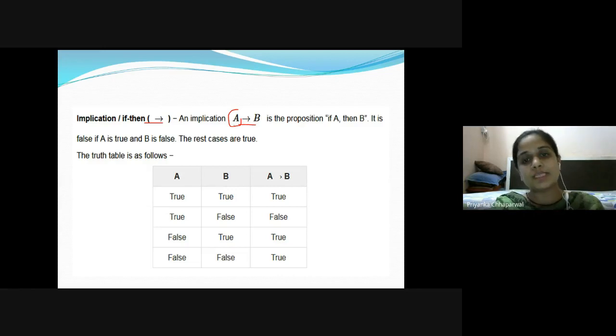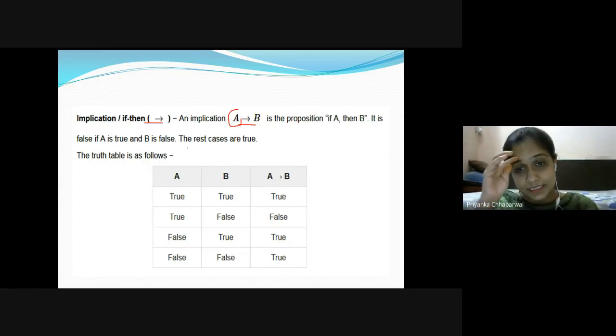If A is true then B. So it is false if A is true and B is false. Okay. And in all other cases it is always true. So what is written here? If A is true then B is true, the answer is true. One I think is missing, like this. If A is true then B is false, then the answer is false. If A is false, B is true, then the answer is true. And A is false and B is false, then the answer is true.